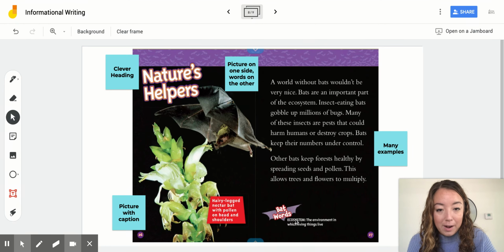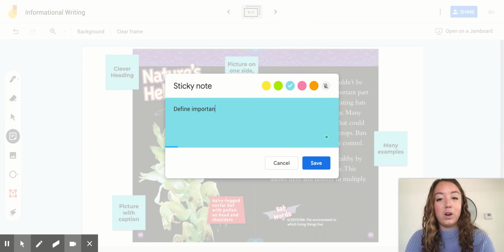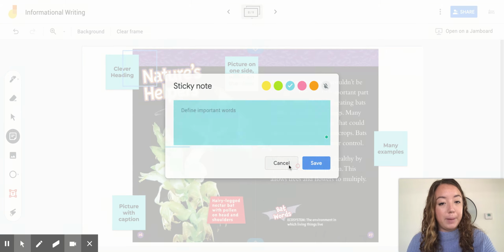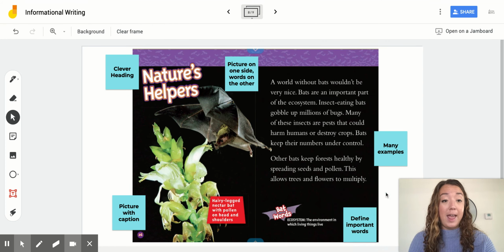Ooh, at the bottom, bat words, ecosystem, the environment in which living things live. That's another thing. We need to define important words. I'm noticing that on almost every page. That seems like something maybe I should try to do because this author did it on every page. All right, let's read one more page together.